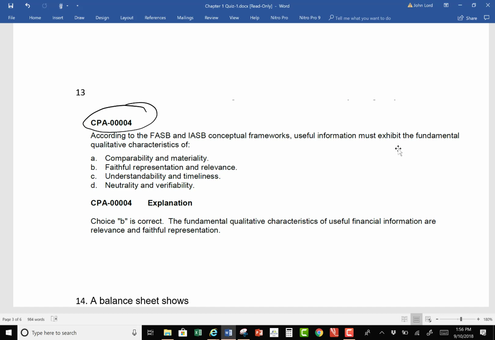So, okay, according to the FASB and the IASB conceptual framework, useful information must exhibit the fundamental qualitative characteristics, and remember, we had faithful representation and relevance were the 2 key fundamental elements that we looked at, okay? We also had some ingredients of those. For example, verifiability was an ingredient of what? Faithful representation, okay? But it is not in and of itself a qualitative characteristic. Comparability and materiality were what? Secondary qualitative characteristics, as were understandability and timeliness.